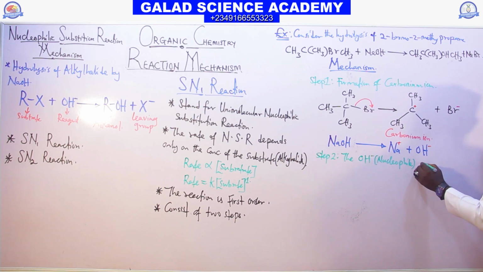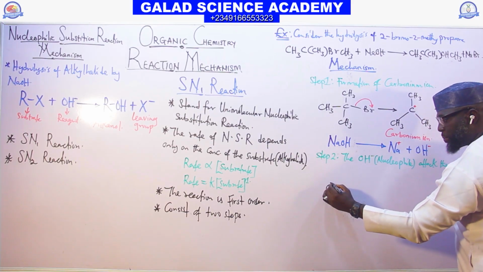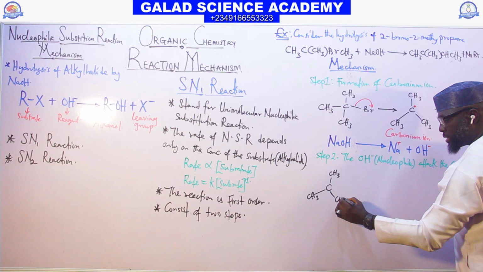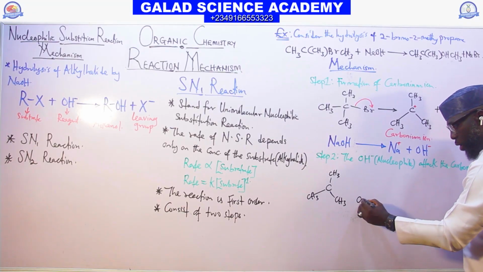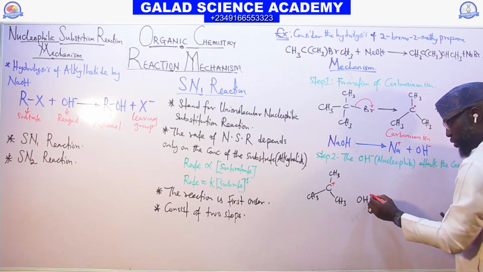Yes, it will attack the carbonium ion. This OH attacks the carbonium ion. If this OH wants to attack the carbonium ion, we are going to have this. Where is the carbonium ion? This is it. We have the carbonium ion in this form, CH3, CH3, CH3, good, and we have our OH here. The carbonium ion is positive, OH is negative.